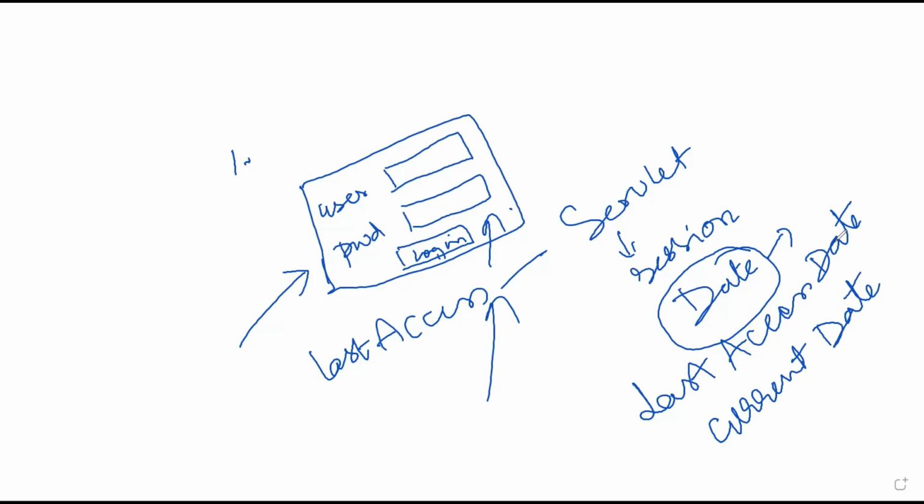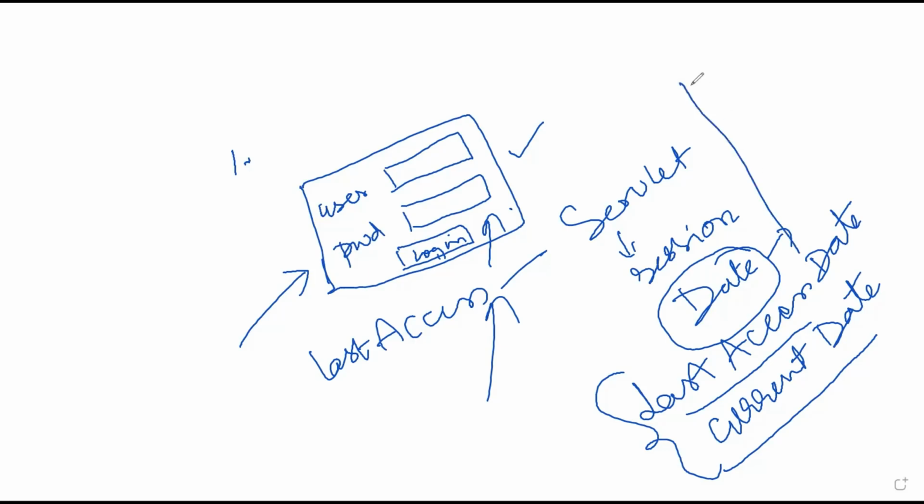So I hope everybody understood the problem statement. So this is the web page that I'm going to create. So first time when the user logs into it, there won't be the last access. Okay, right. So then I'll be printing the current date. Next time when the user requests for the page once again, okay, so then I'll be printing these two things, which is the last access date and the current date. Okay. So I hope the problem statement is clear.